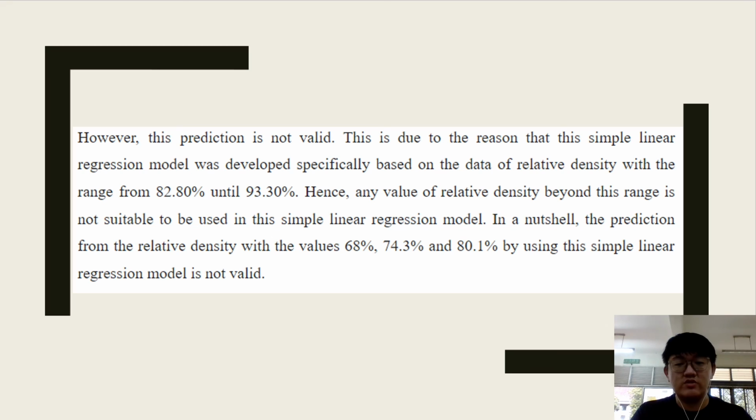This is because this simple linear regression model was developed specifically based on the data of relative density with a range from 82.8% until 93.3%. Hence, any value of relative density beyond this range is not suitable to be used in this simple linear regression model. In a nutshell, the prediction from the relative density with the values 68%, 74.3%, and 80.1% by using this simple linear regression model is not valid.